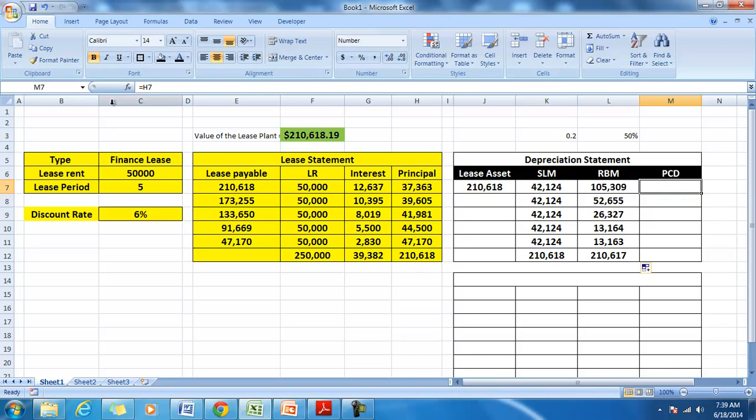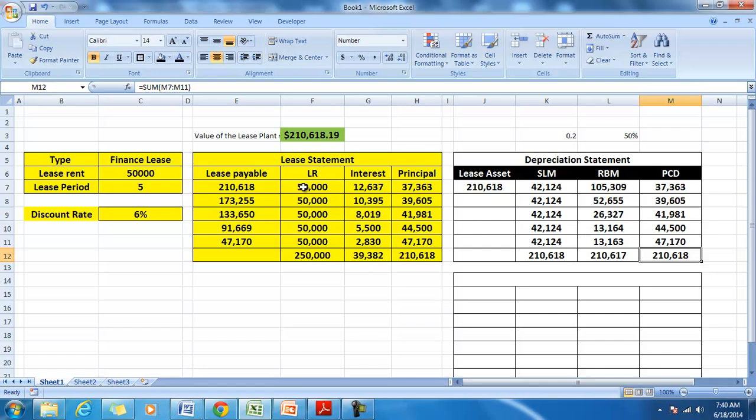Sometimes it is also possible to treat the principal component of the lease rent as the depreciation. So in this case we are treating the principal component of the lease rent as depreciation. So the total value recovered by the end of the life of the lease period and the life of the asset is 210,000. So we can see that the depreciation depends on the methods as per the relevant accounting standard.